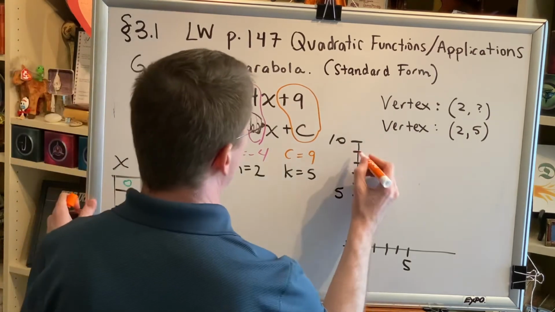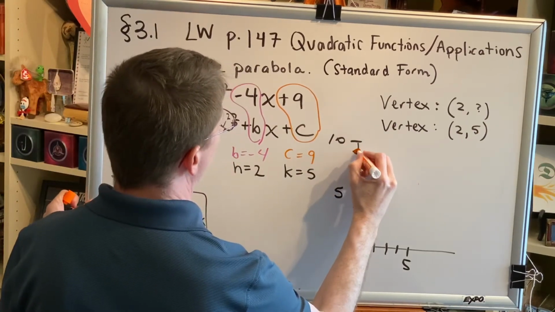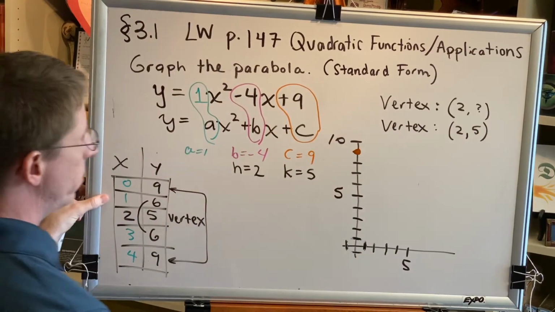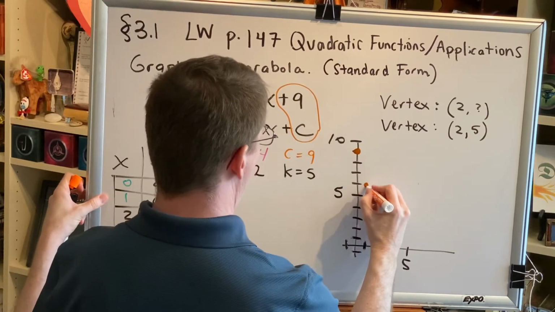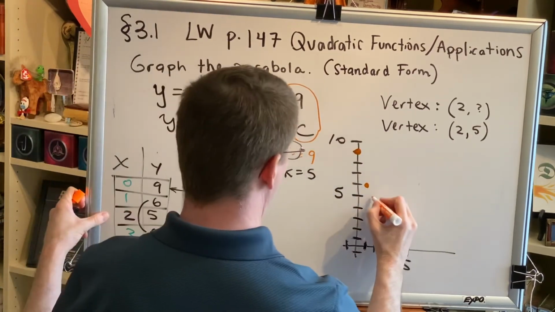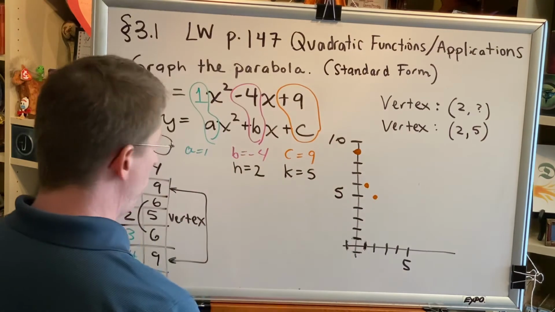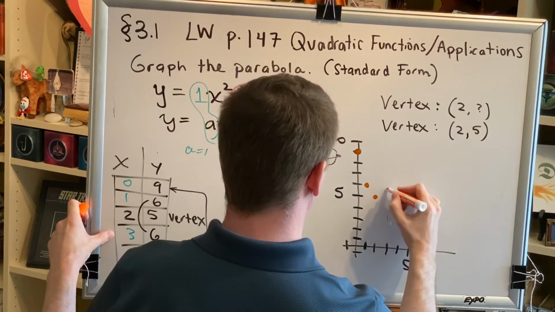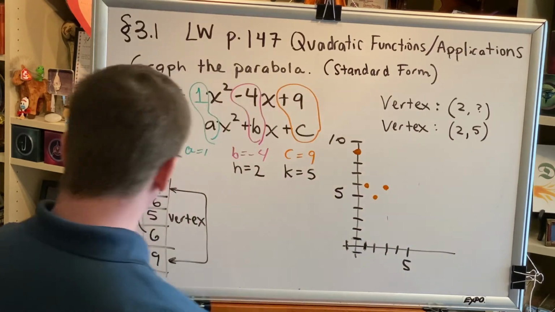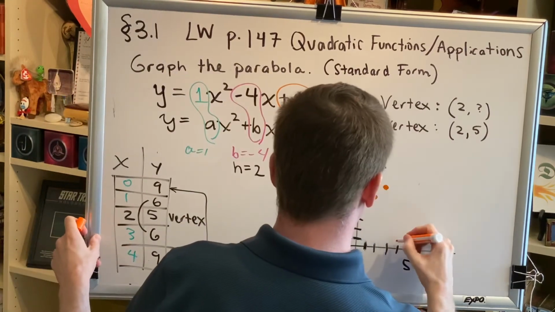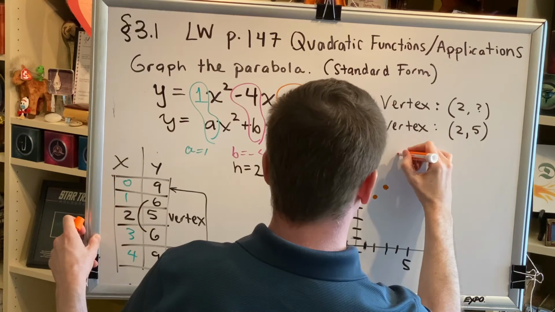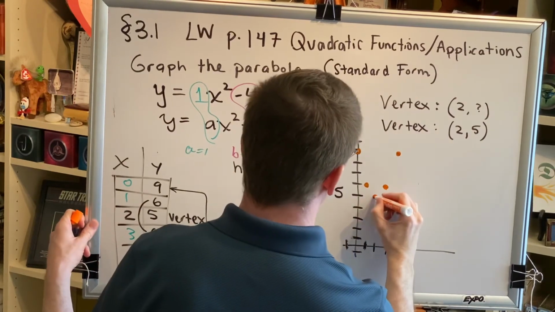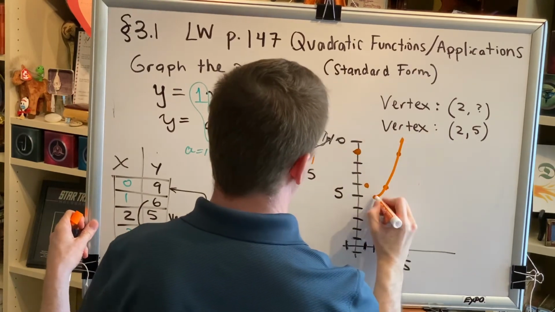0, 9. That's the y-intercept. 1, 6. 2, 5. 3, 6. 4, 9. And we connect them to make the nice parabola shape that we're used to seeing.